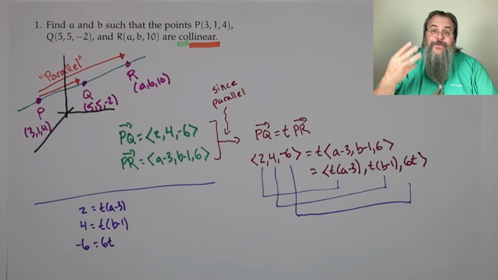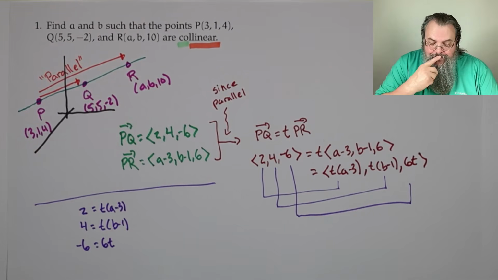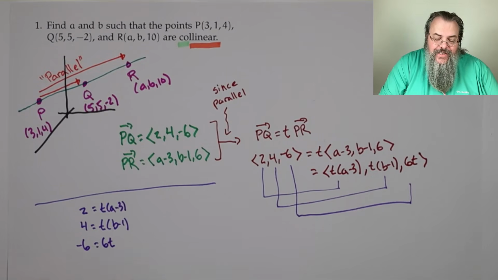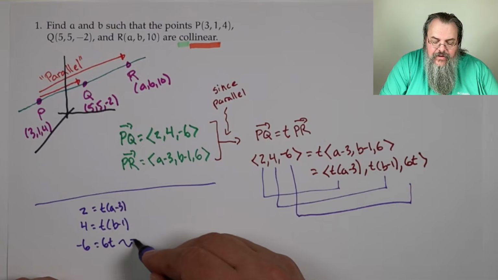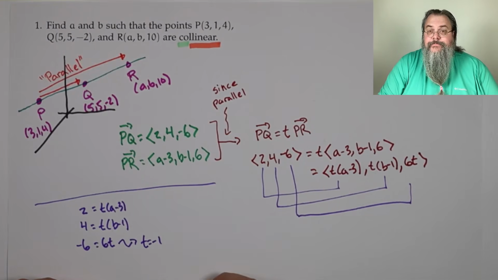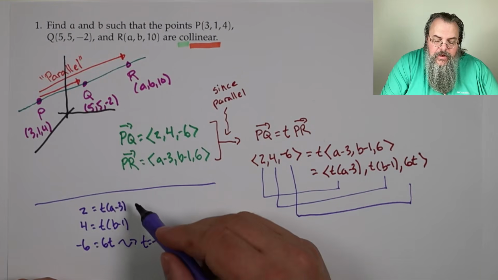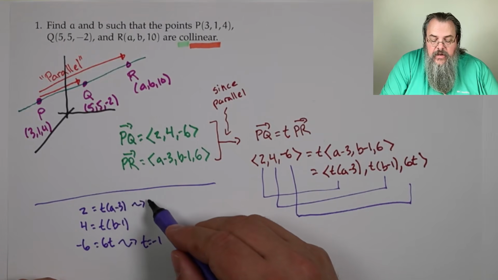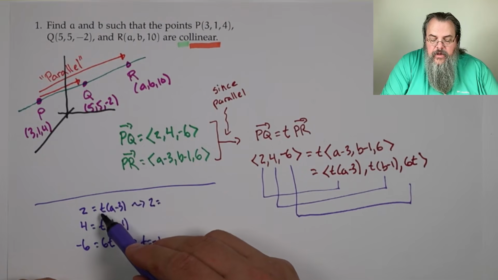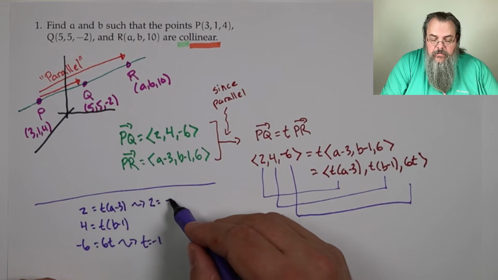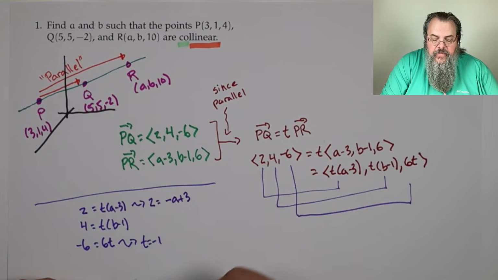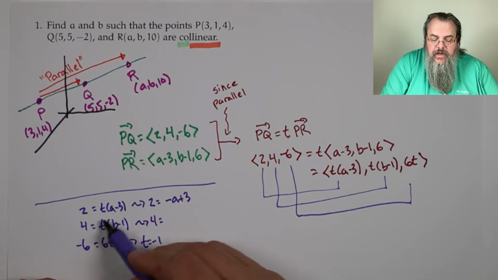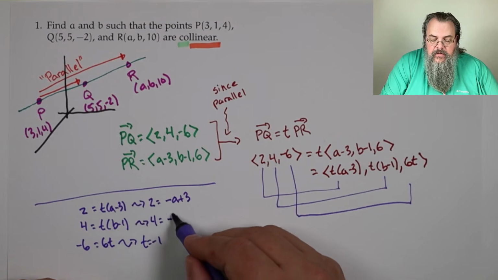And now we have 3 equations, 3 unknowns. But I don't think it's going to be too bad, because look at that last equation. Minus 6 equals 6t. Well, hey, that tells us t has to be negative 1. Okay, so we can put that into our other 2 equations. And so, for instance, this says 2 equals minus 1, and I can distribute the minus through. So minus a plus 3. And here, this becomes 4, and again, distribute that minus through, equals minus b plus 1.